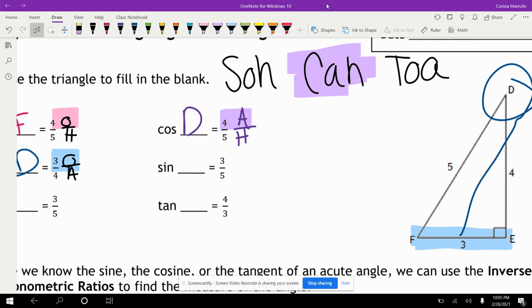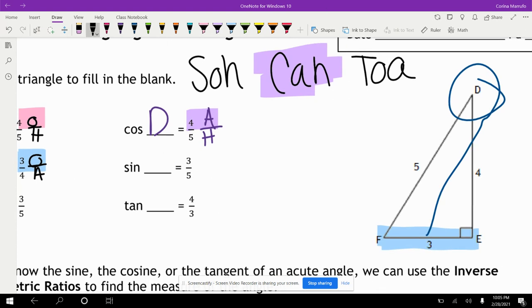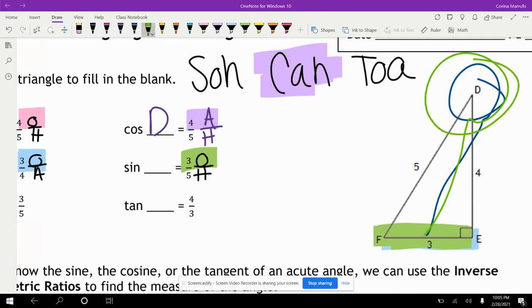Okay, so sine of which angle is equal to 3 over 5? We need to remember again that sine is opposite over hypotenuse. And in this case, the opposite is 3. So here is 3. So opposite 3 is going to be angle D. So here I'm going to put D.